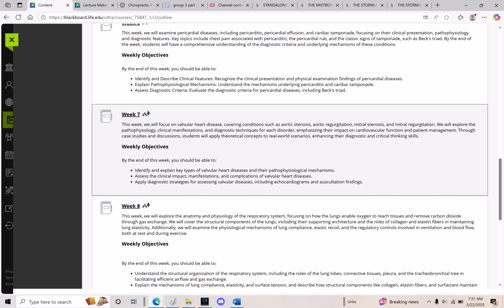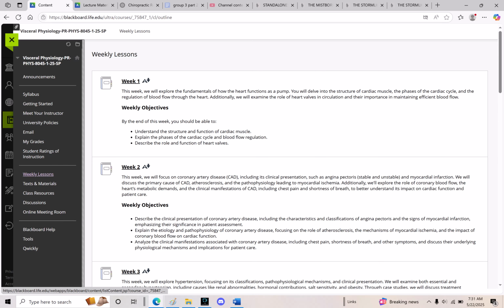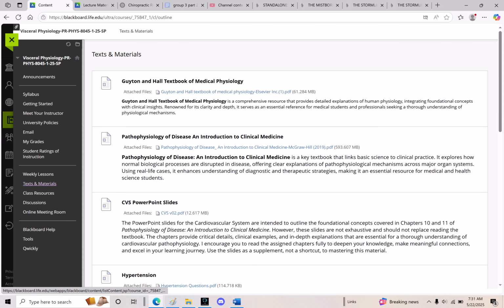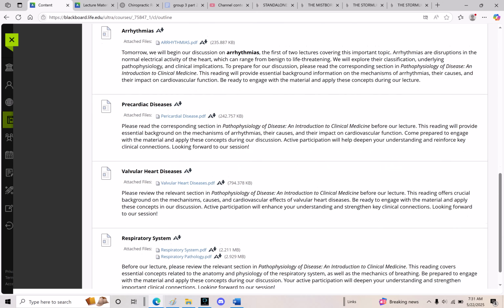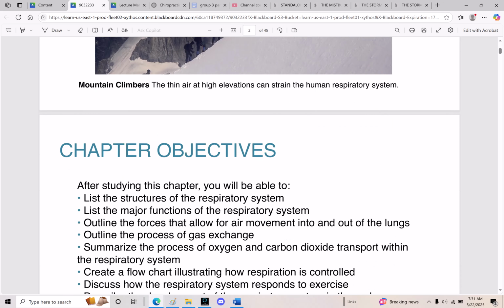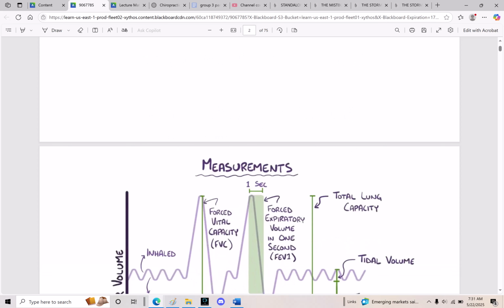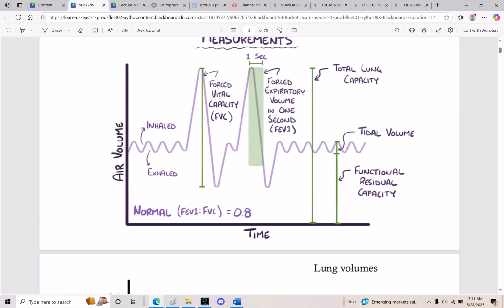What week is this PowerPoint under? I'd like to follow along. It's in there, under text on materials. Thank you. Is this within system or pathology? The name of it is called respiratory system. Pull it out. It's called respiratory pathology. It's at the very bottom. You got it? Everybody? Yeah?